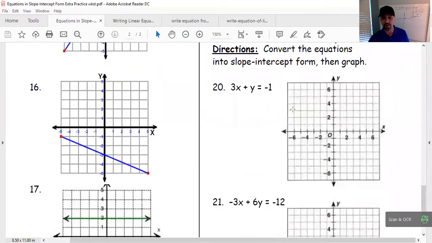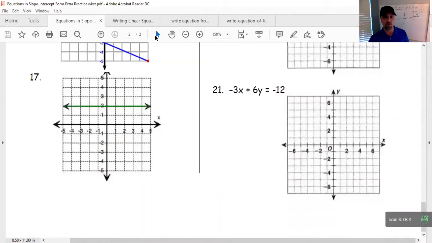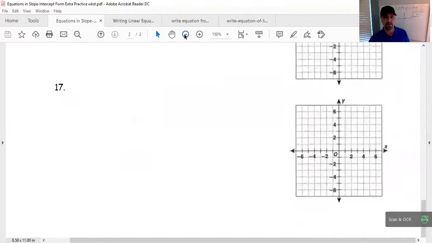Starting at number 20, now you're going to have to, well, now that's what we were working on yesterday. So change this to y-intercept form and then graph it. But that's not what we're working on today. Okay, so that's that packet.